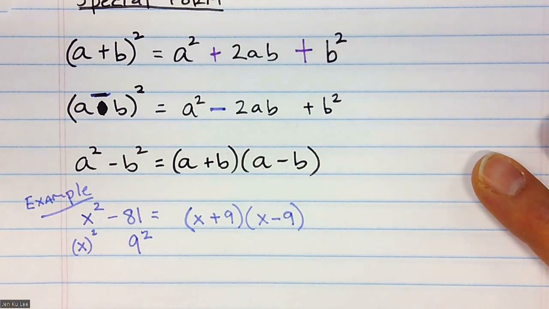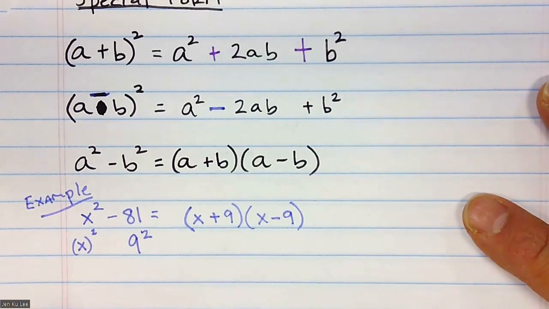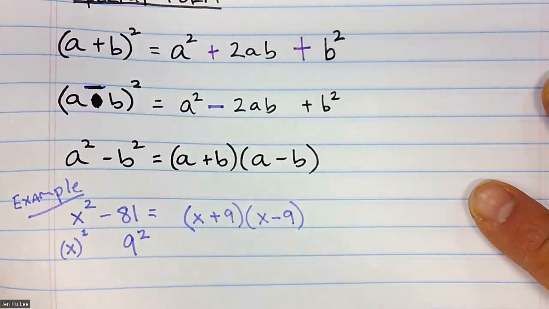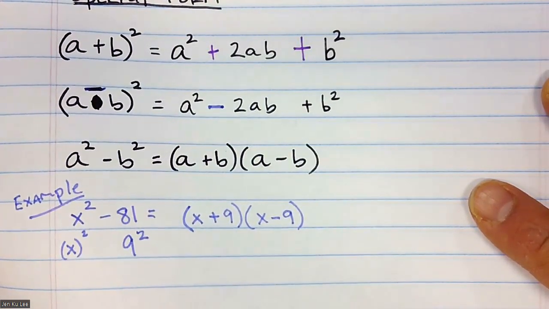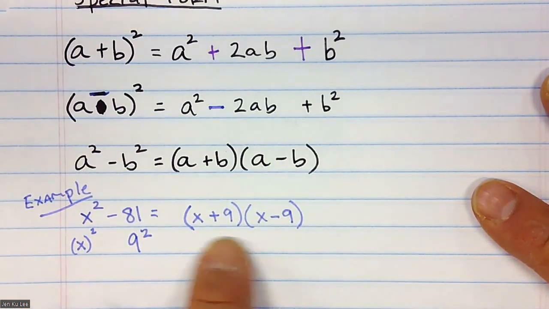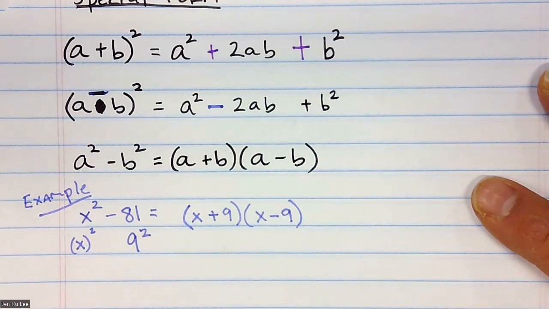All right? Cool with the special forms? Yes. Why is it plus and minus? Because if you FOIL it out, that middle term is no longer there.